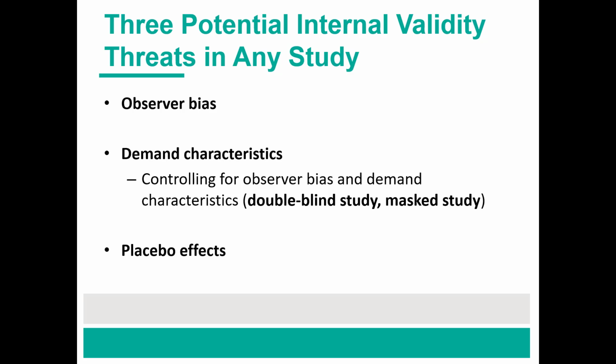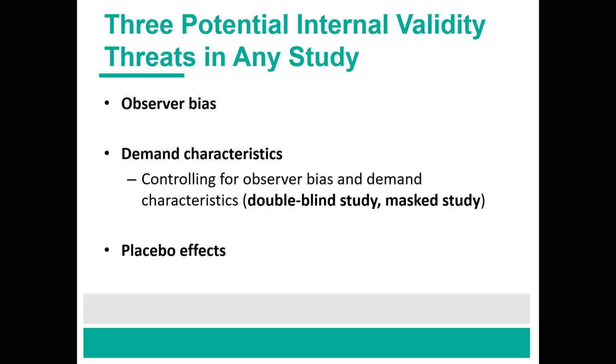In order to control for observer bias and demand characteristics, a researcher can conduct a double-blind study, which is designed so that neither the participants nor the experimenters working with the participants know who is in the treatment group and who is in the control group. If a double-blind study isn't feasible, then an acceptable alternative is a masked design, also known as a blind design. Participants know which group they're in, but observers don't.